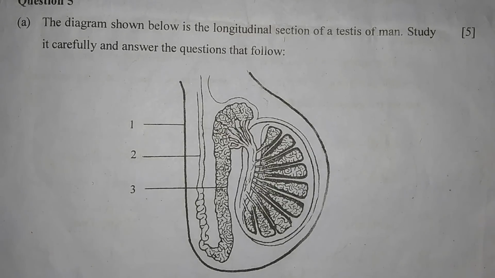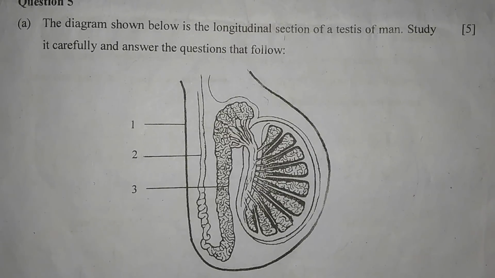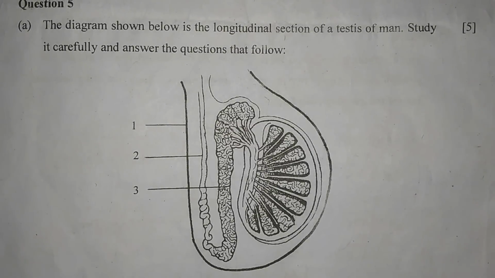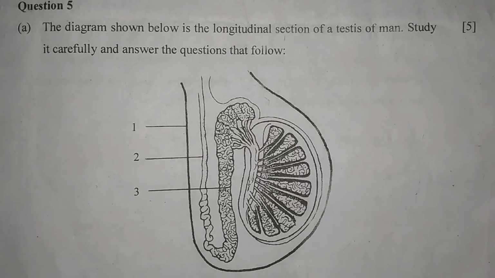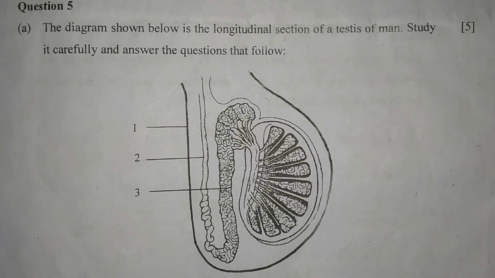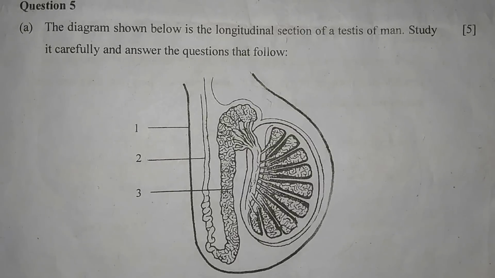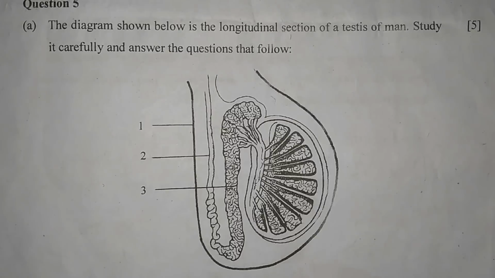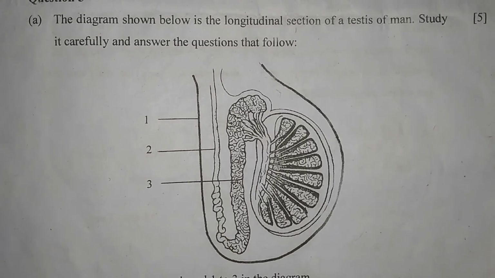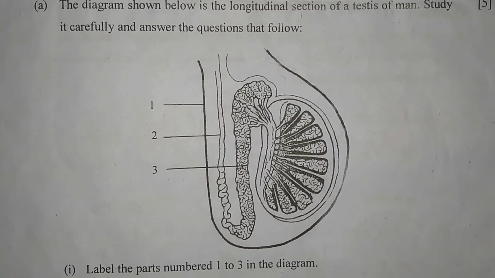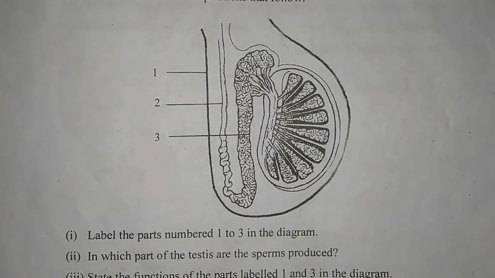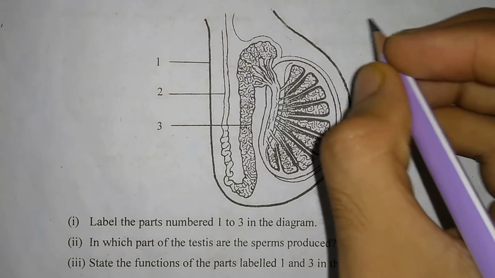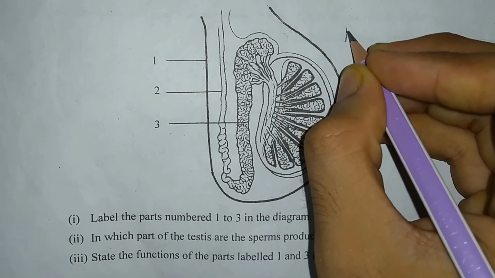Okay, we start with question number 5A. The diagram shown below is the longitudinal section of a testis of a man. Study it carefully and answer the questions that follow. So this is the particular diagram that you can see in the question paper. Now this is the diagram of the testis of a man. So let's start with the questions. Label the parts number 1, 2, 3 in the diagram. Okay, so that's easy. Let's start labeling them.